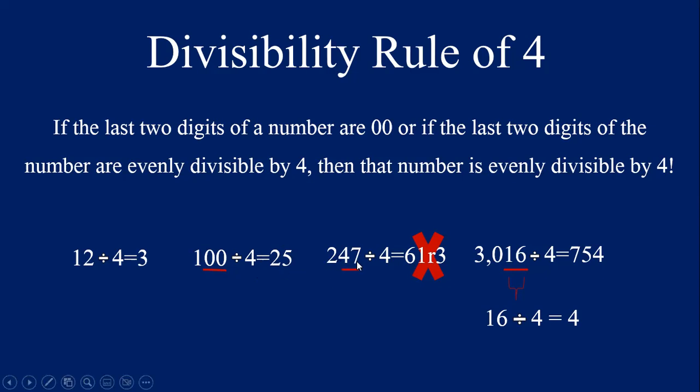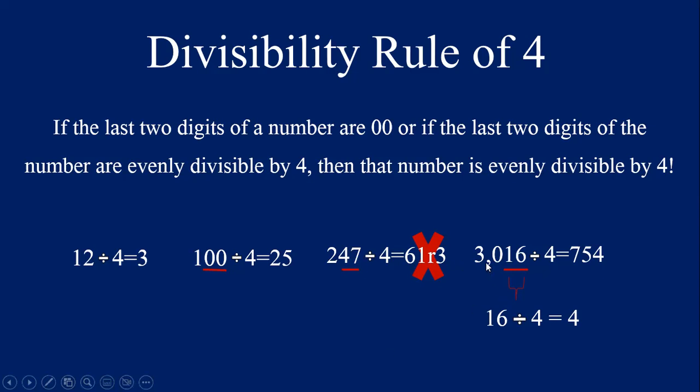Let's check 247. Okay, it's not a 0, 0. So the next way to check this would be the last two digits of the number are 4 and 7, or 47. Is 47 a multiple of 4? Well, you might have to solve this one out because it's a larger number. And if you did that, you would find that no, 47 is not evenly divisible by 4. Therefore, 247 also is not evenly divisible by 4.